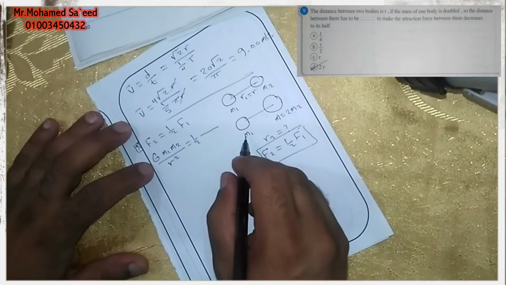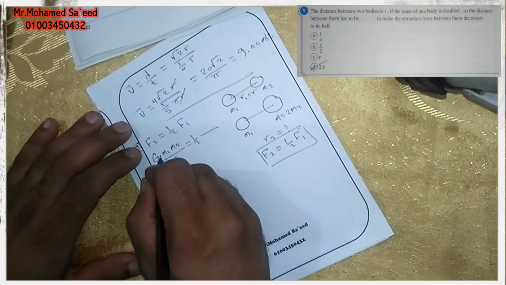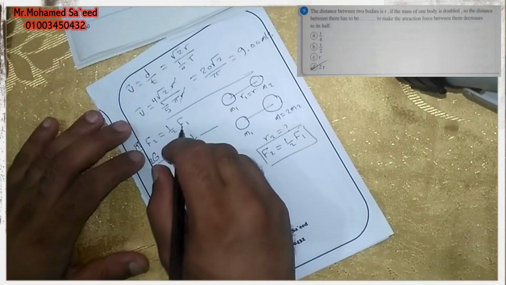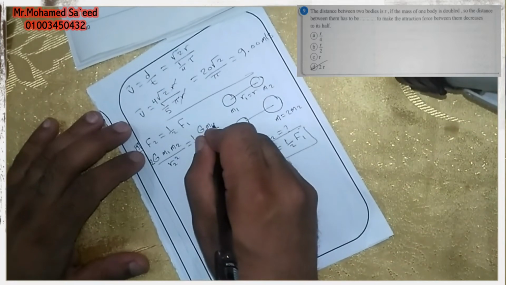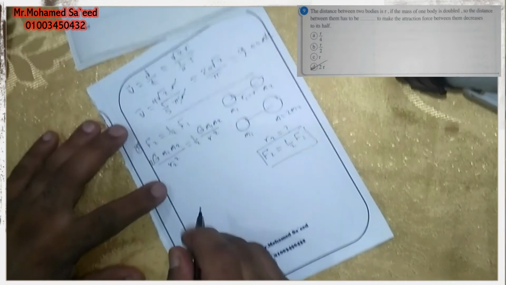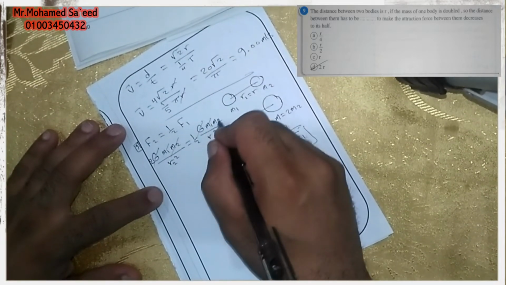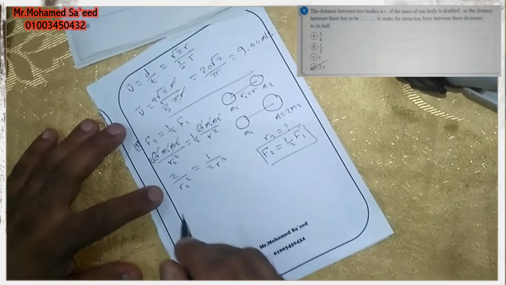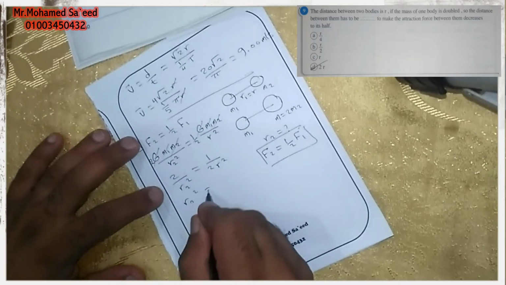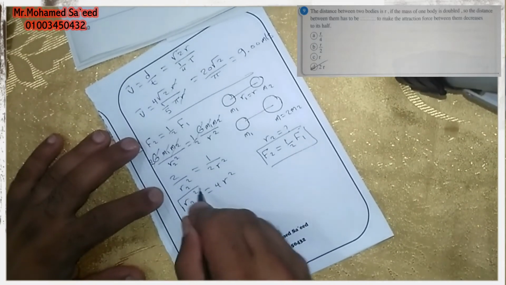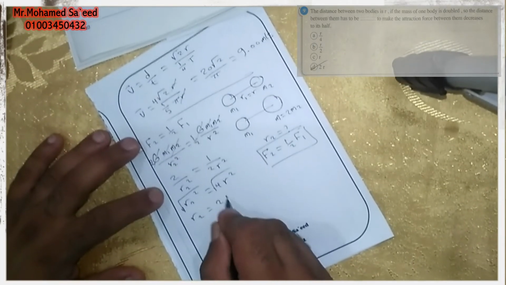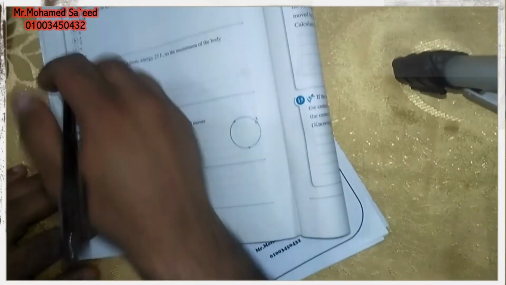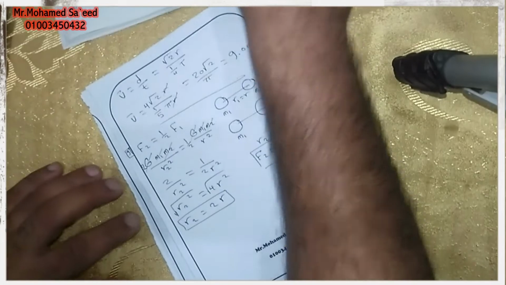Sorry, in the second case, F2 equals G capital M1 M2 over r2 square. We need to calculate r2. F1 in the first case equals G capital M1 M2 over r square. G capital cancels with G capital, and M1 M2 cancels with M1 M2. So 2 over r2 square equals 1 over 2 r square, so r2 square equals 4 r square. Taking the square root of both sides, R2 equals 2R1 in the first case. So R2 increases to double, 2R. We will choose D.